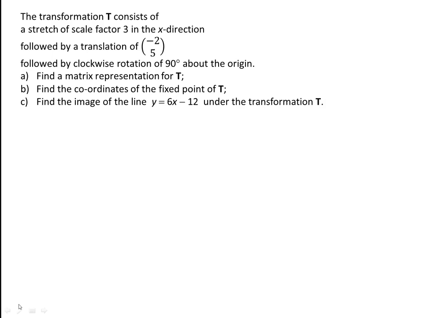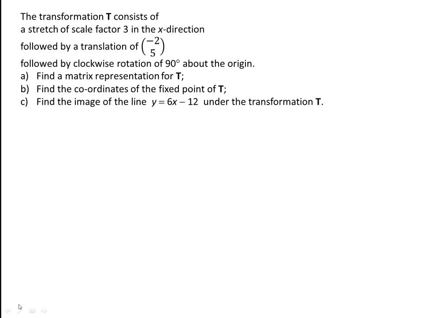Our final worked example gives us a transformation T which consists of a stretch of scale factor 3 in the x direction, followed by a translation of (-2, 5), followed by a clockwise rotation of 90 degrees about the origin. We've got to find a matrix representation for T. We've got to find the coordinates of the fixed point of T. And we've got to find the image of the line y = 6x - 12 under the transformation T.